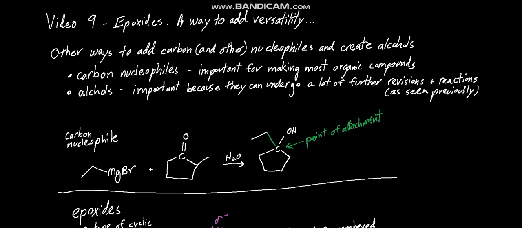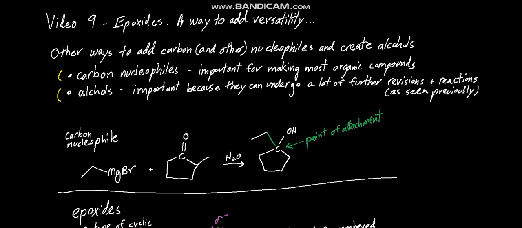So we're focusing most recently on carbon nucleophiles and noting that we can create an alcohol. Alcohols matter because you can derivatize them into better leaving groups, for example. You can make a tosylate, we saw before. You can do all kinds of reaction chemistry further on alcohols.